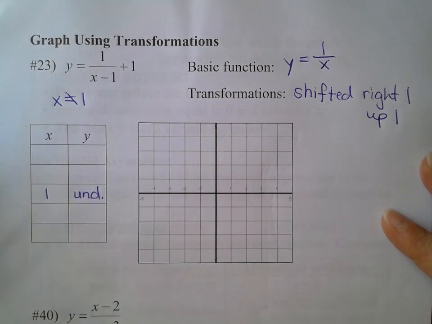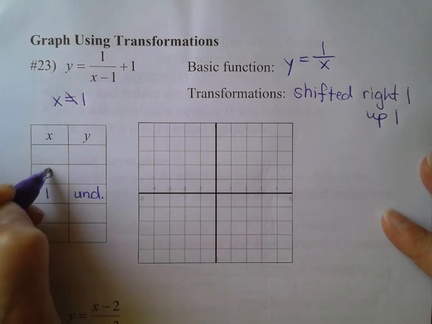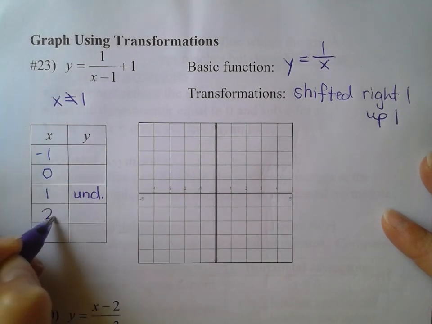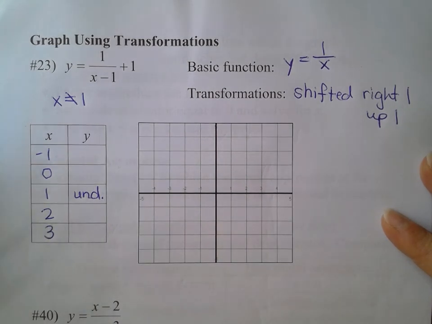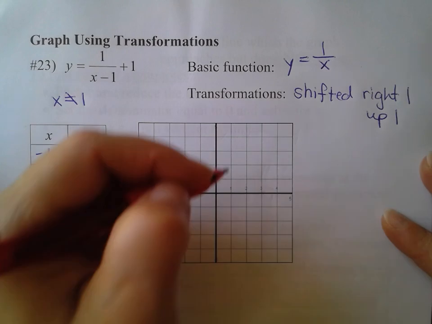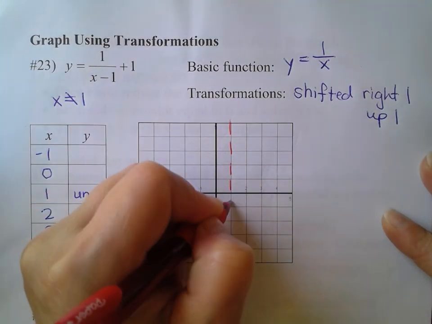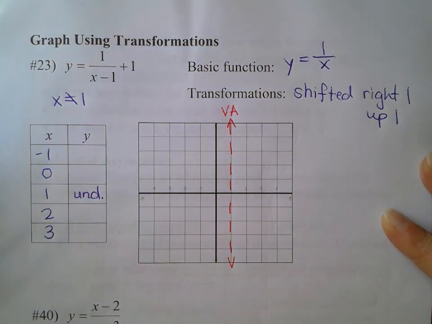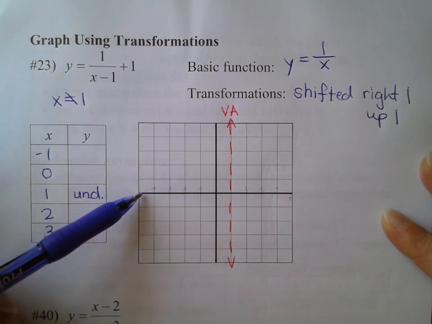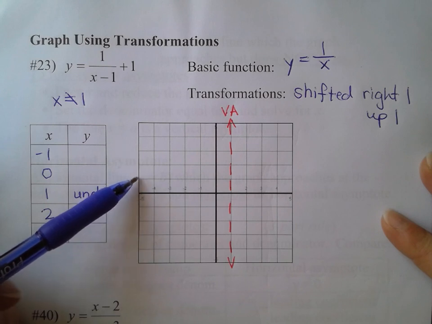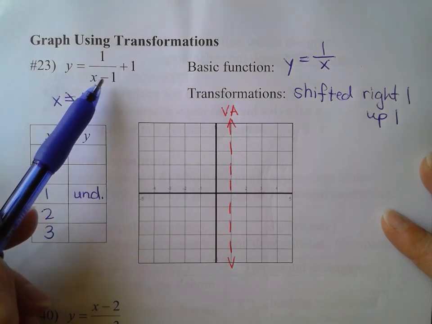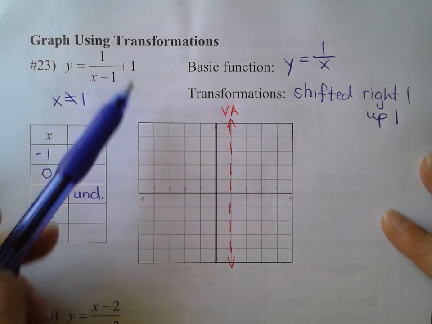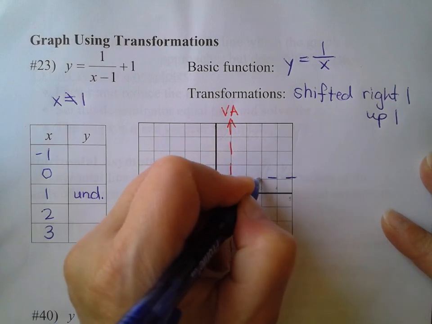And to make a good graph, it would be good to choose some x values around 1 so that I have points that I can plot. Let's go ahead and draw in the vertical asymptote at 1. Since this graph is shifted up by 1, normally the horizontal asymptote is on the x-axis, but now it's been shifted up by 1. And as x gets really big, this fraction here gets really close to 0. 0 plus 1 means my y values at the end are now going to approach 1 instead of 0.